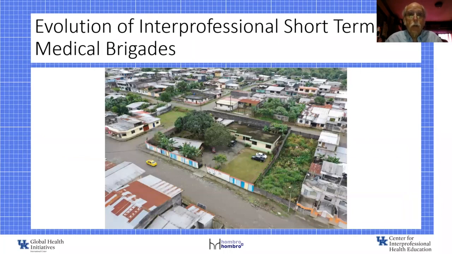So just to give you a picture of where we're at, this is the clinic building, and our site is in the center of this photo and shows the surrounding type of community that is present. Next slide.